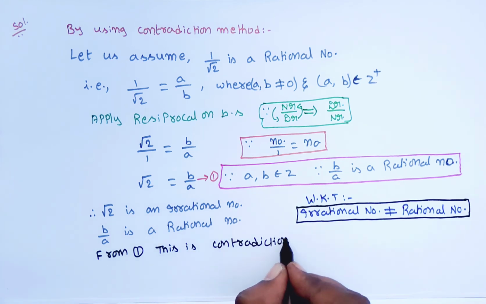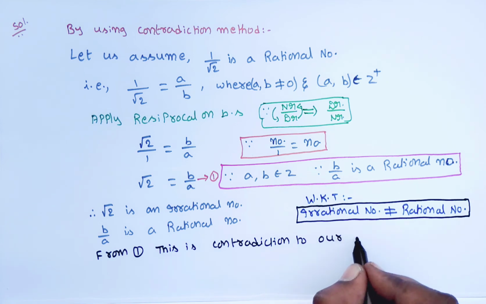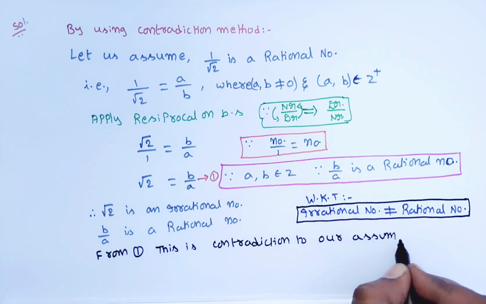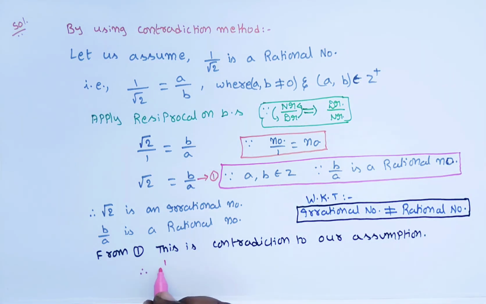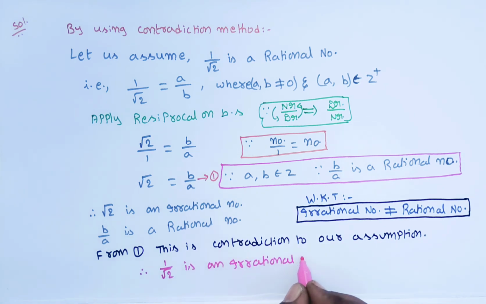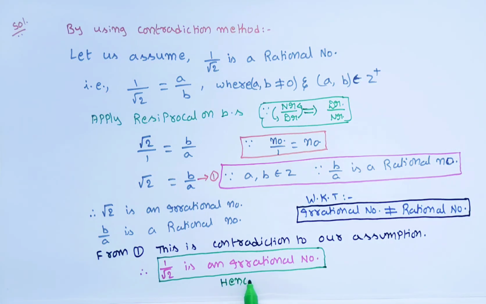So this is a contradiction to our assumption. So 1 by root 2 is an irrational number. Clearly, hence proved. I hope you understand this solution.